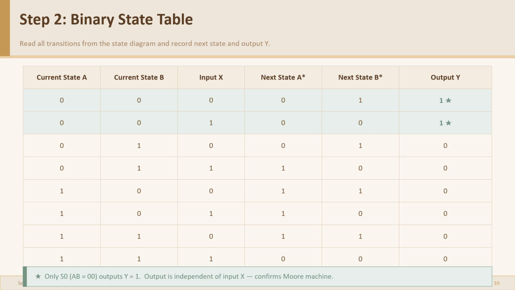Now we take the state diagram and read every single transition out of it. Then we collect them systematically in a state table. We have 4 states, 00, 01, 10, and 11. I will refer to them as S0 through S3 for convenience. For each state, we ask two questions. What happens when the input x equals 0, and what happens when x equals 1? Reading directly from the diagram.